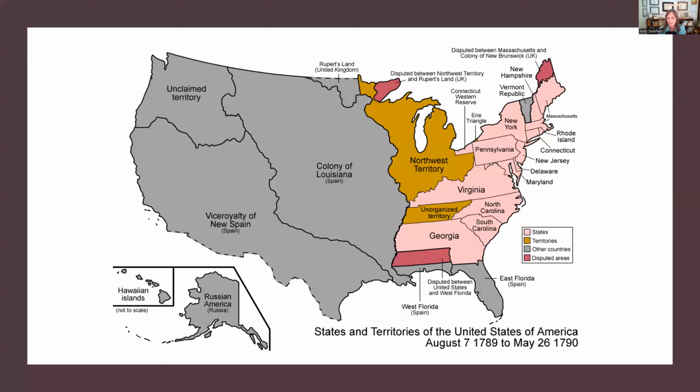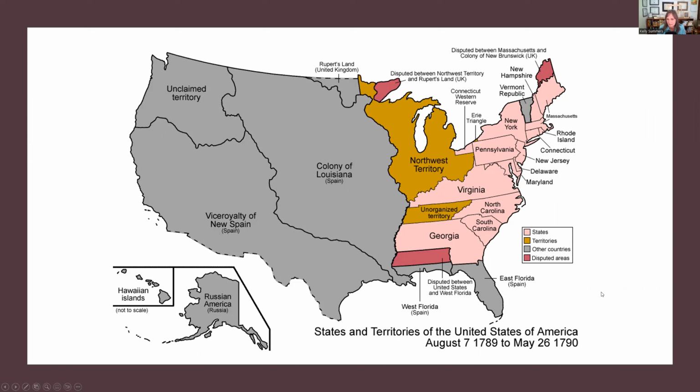I have a map of the United States here from 1789 to 1790. And you can see that it looks different than our United States map now. And even some of the states look a little different, like Virginia and Georgia. The boundaries are different than what you would expect. And as you can see, we don't have some of the Western states that we do now.